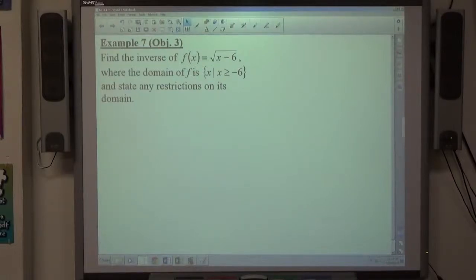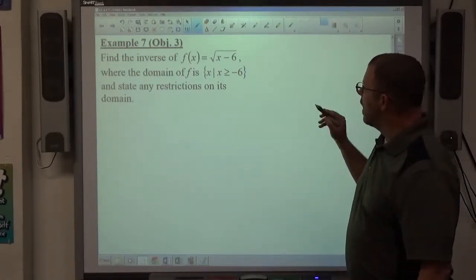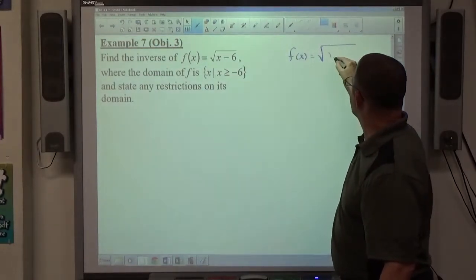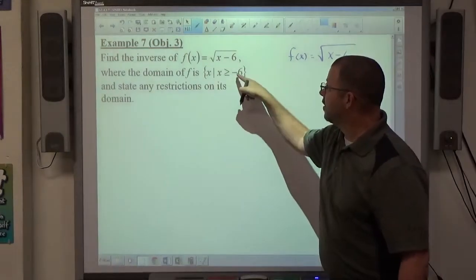The last one: find the inverse of f of x equals the square root of x minus 6, where the domain of f is x such that x is greater than or equal to negative 6. State restrictions on its domain. So, again, our current function f of x equals the square root of x minus 6 is our function. They're giving us the domain.